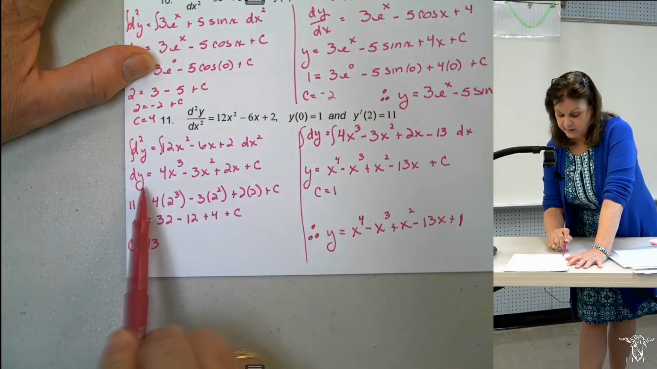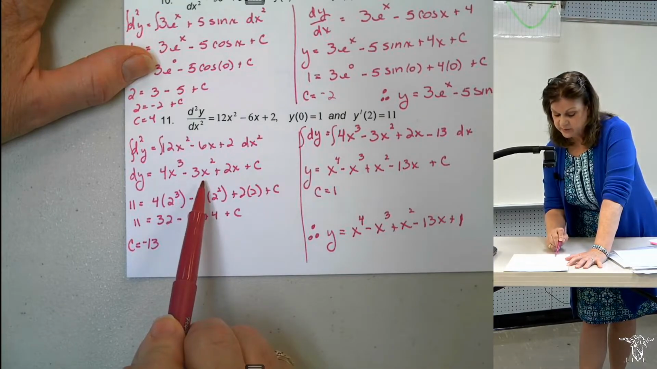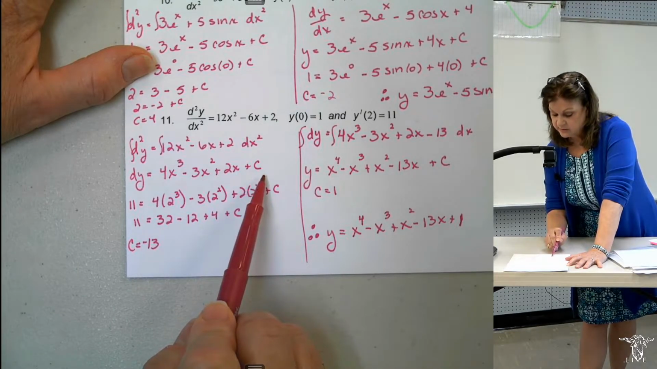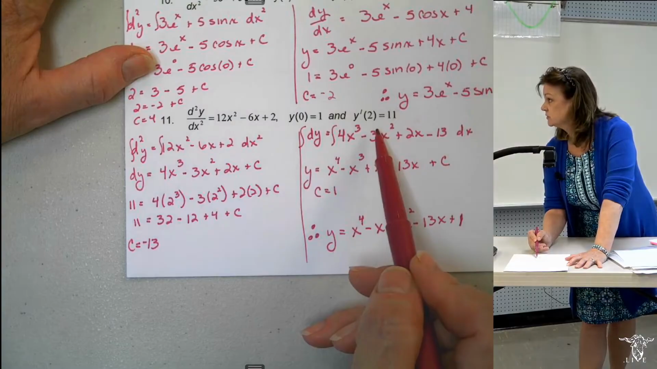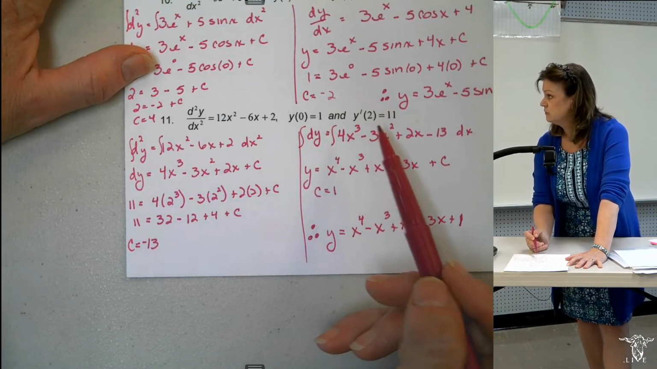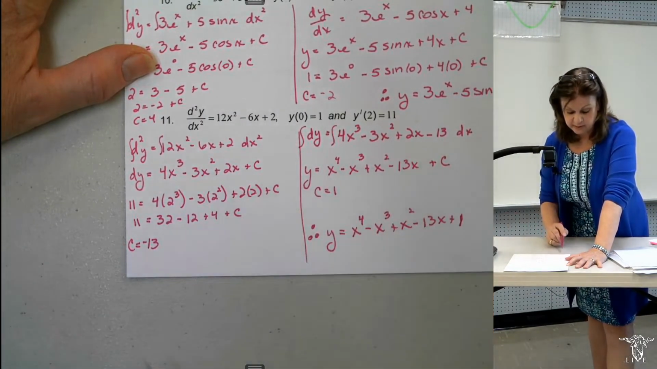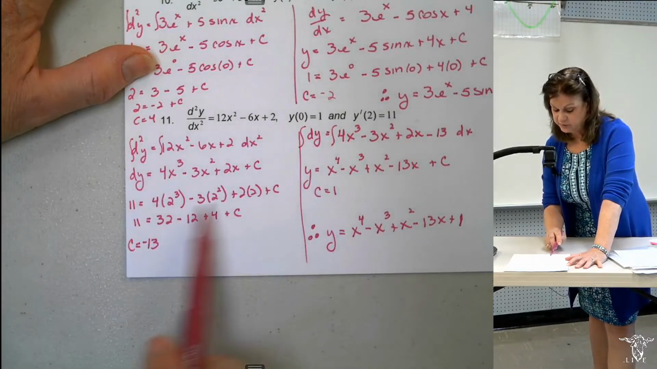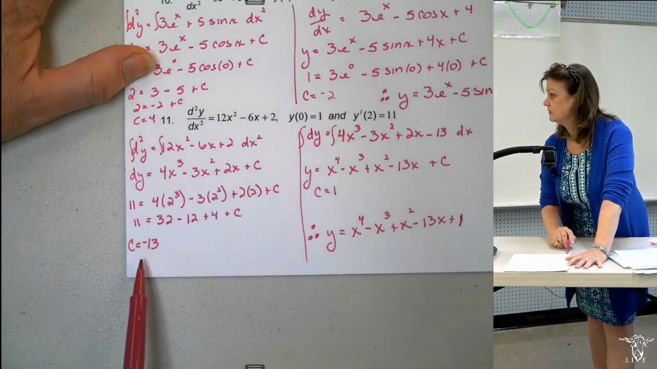So we've got dy is 4x cubed minus 3x squared plus 2x plus our constant. Our initial condition with the derivative was 2, 11. Just be careful, make sure you know which initial condition you're putting in. So there's the 11 and the 2 plugged in, and we have a c value of negative 13.